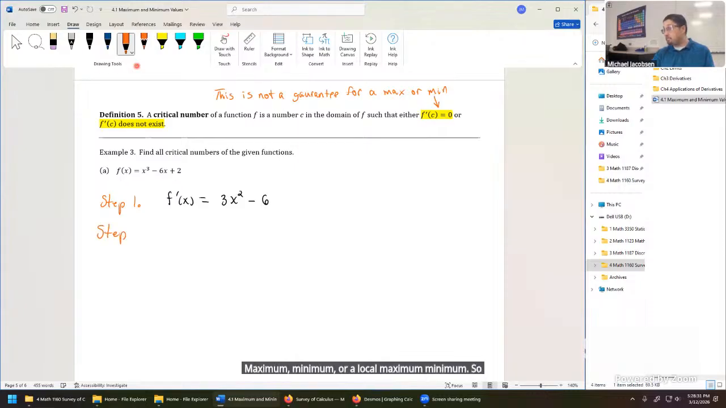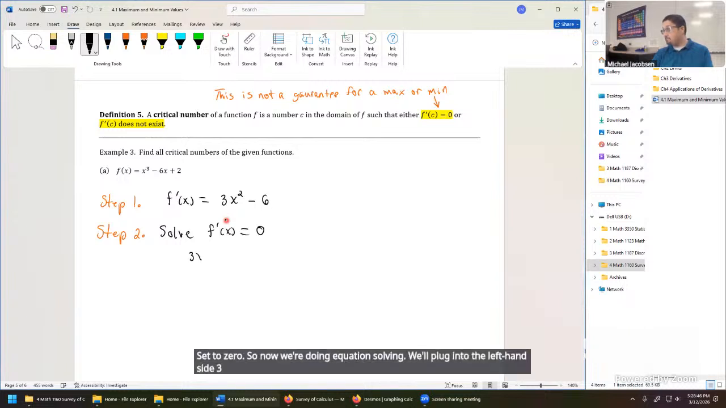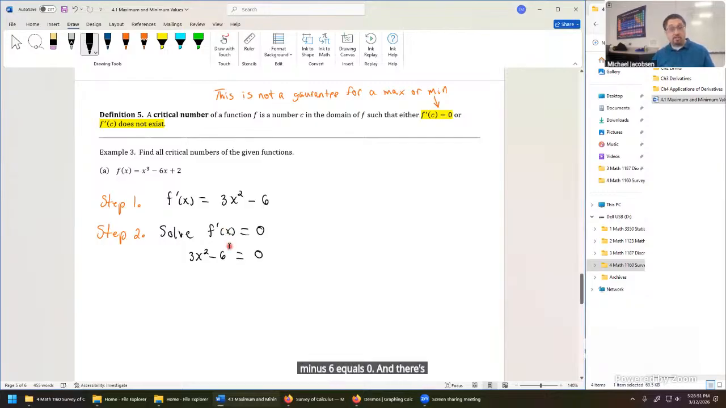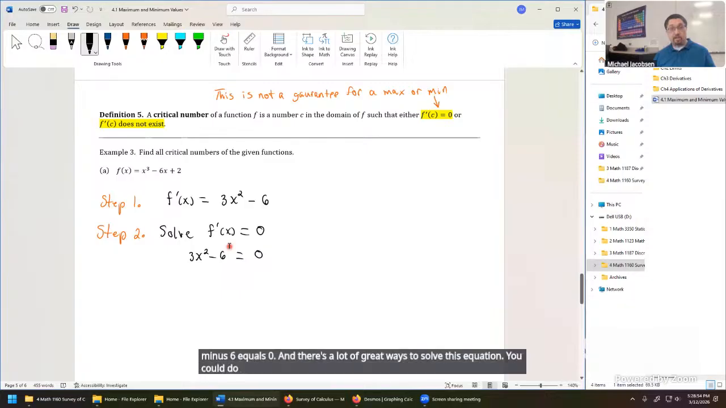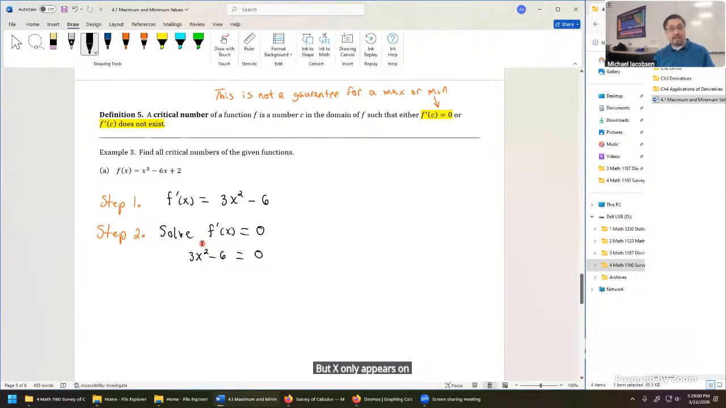So step 2, we have to solve the following. Solve the derivative of f at x set to 0. So now we're doing equation solving. We'll plug into the left-hand side, 3x squared minus 6 equals 0. And there's a lot of great ways to solve this equation. You could do factoring as a difference of squares. Square root numbers will come up. But x only appears on one term. It's easier to just isolate the x squared. So let's add 6 to both sides. 3x squared is positive 6. Divide by 3. x squared comes out as positive 2.